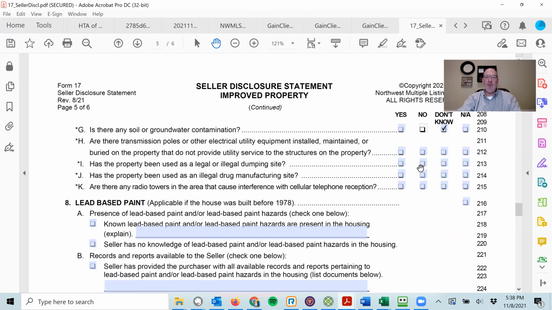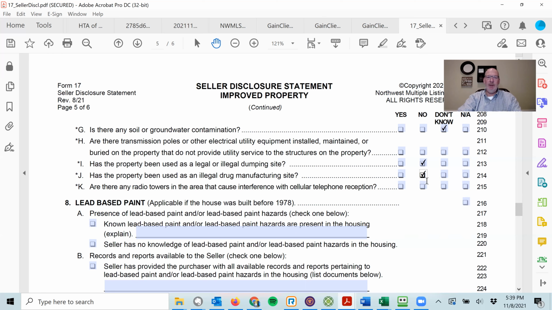Has the property ever been used for an illegal dumping site? No. Has the property ever been used for an illegal drug manufacturing site? No. We giggle at that one, right? I'll look at them funny and go, are you sure? Are you being honest, right? Hopefully you've got good rapport with your client, right?